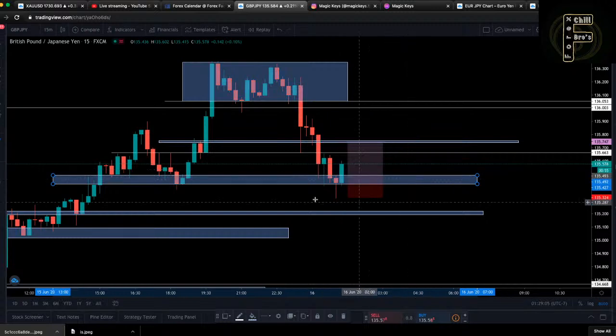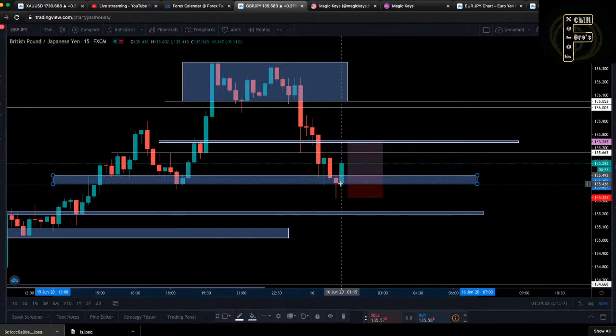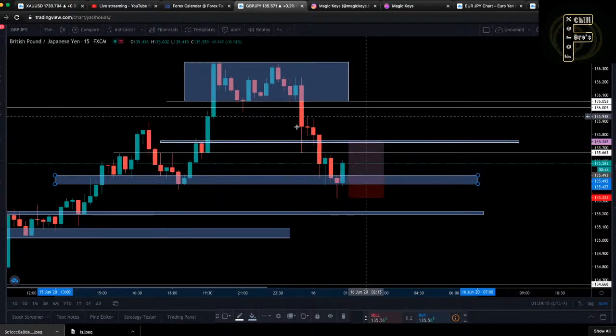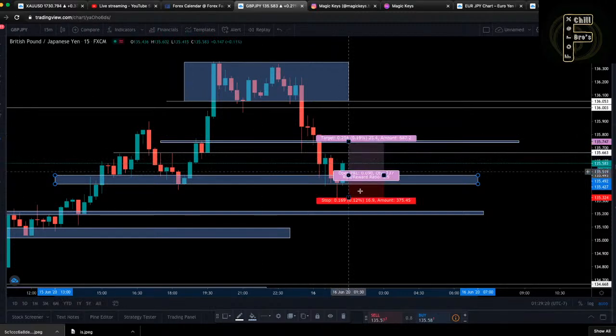So it already formed support, and I told you anytime price forms support, there are high chances price should go retest the resistance. So this should be a really pretty nice move up. So yeah, anyone buys, good for you. Anyone sells, it is what it is.